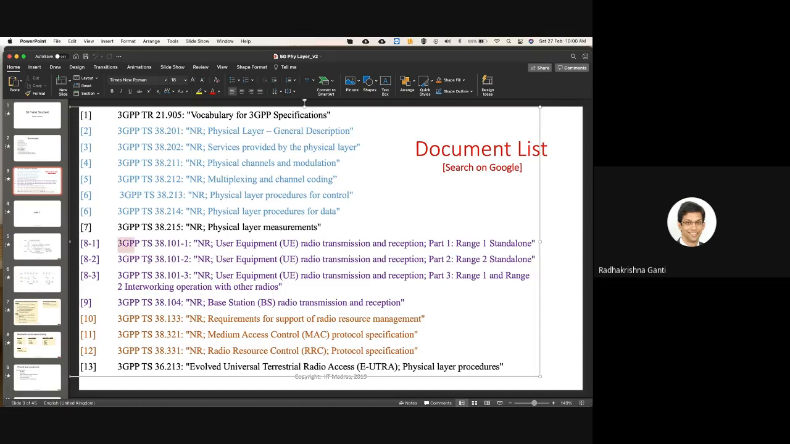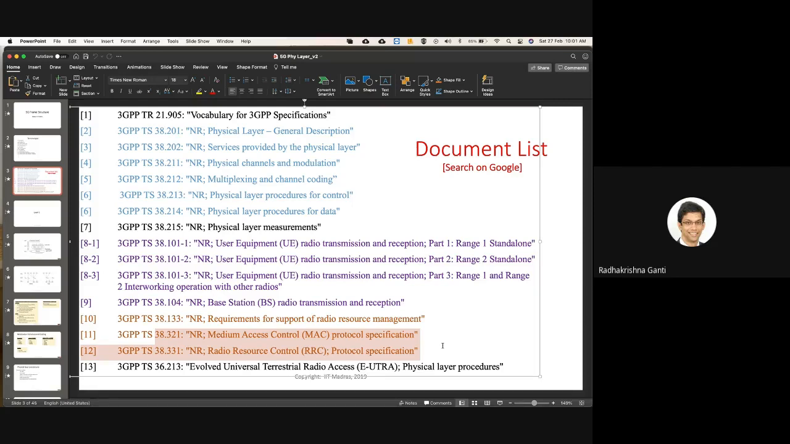Anything that starts with 38.1, 101, 102, 103, 104, are the radio documents, the RF documents. They are made by RAN 4. Sorry, this color coding is a little bit off. And 38.3 are the radio resource control and MAC documents, which are made by RAN 2.